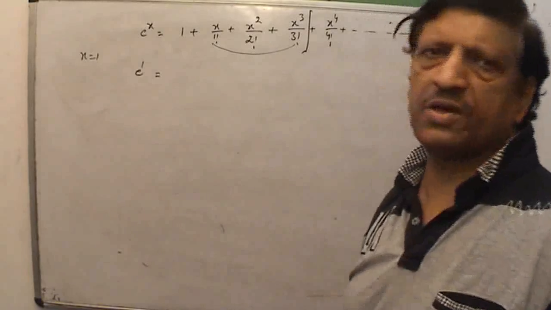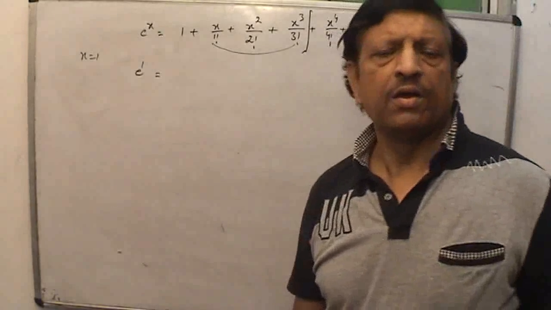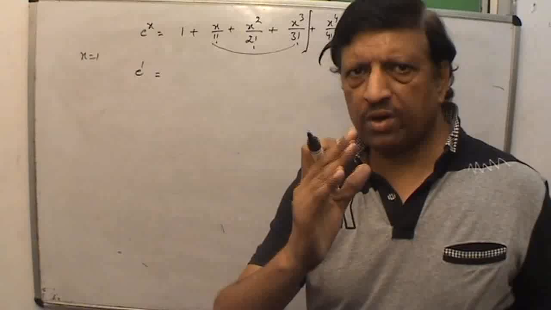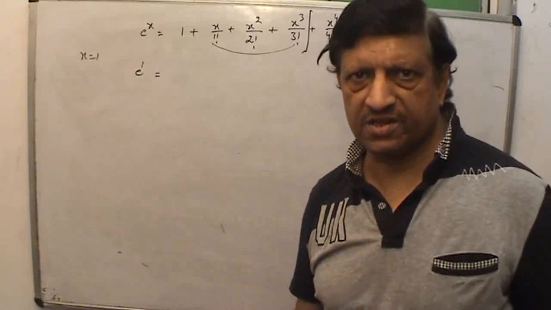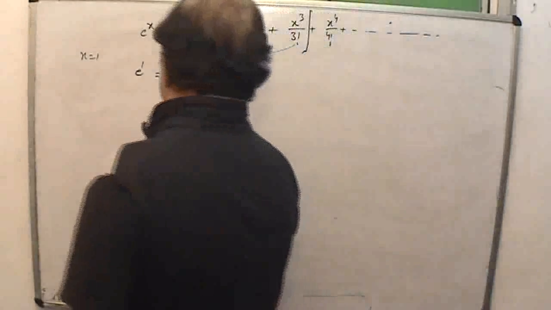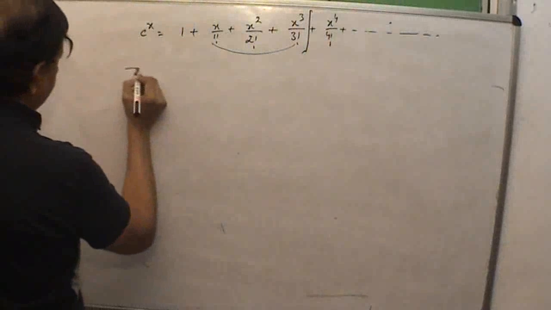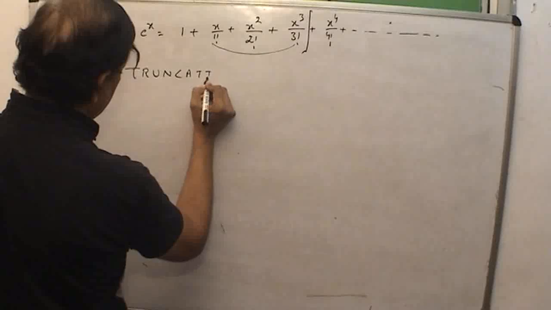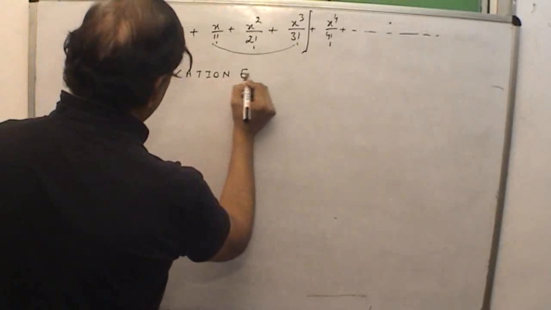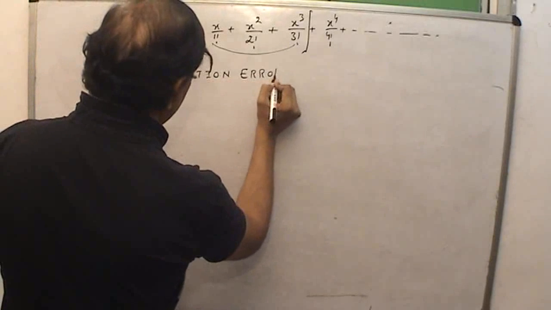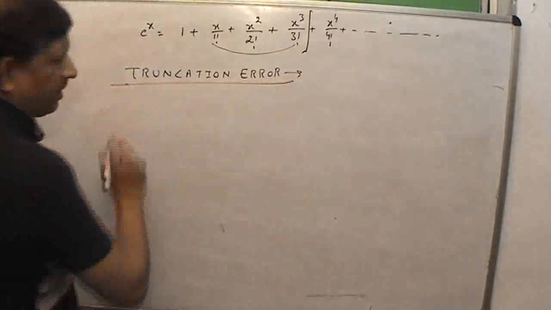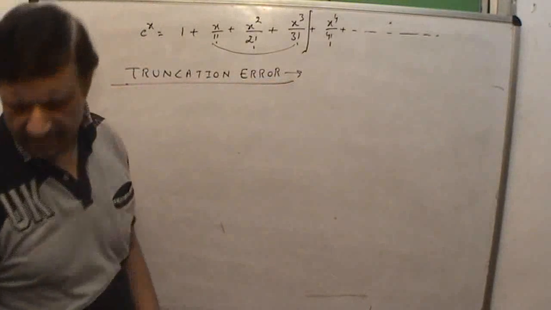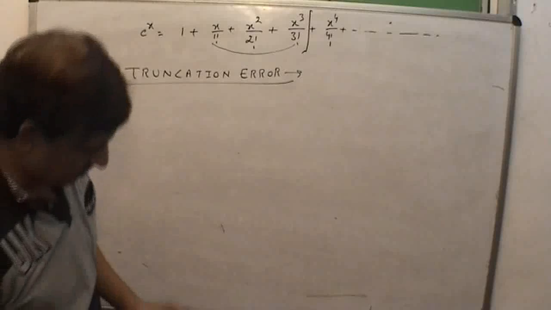It means truncation errors are generated only in the power series. Truncation error. And how to deal with them? We will deal with them in the power series like this.